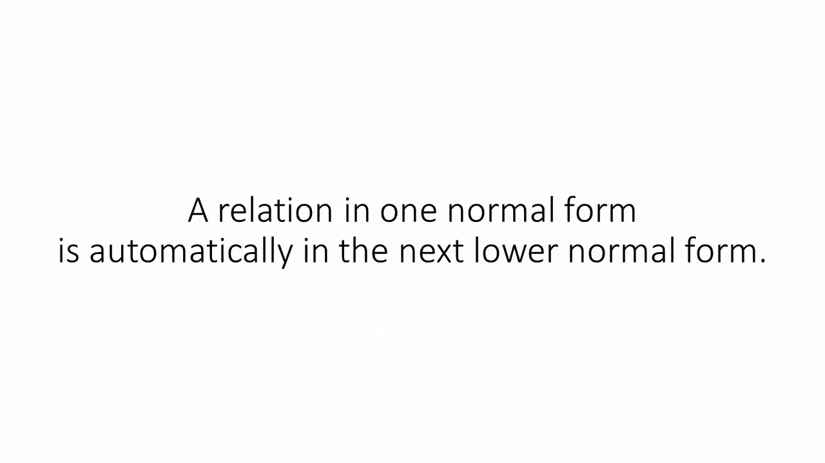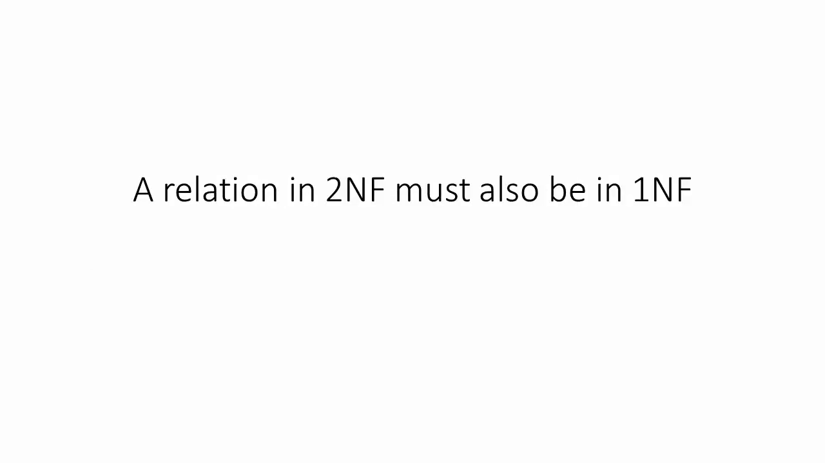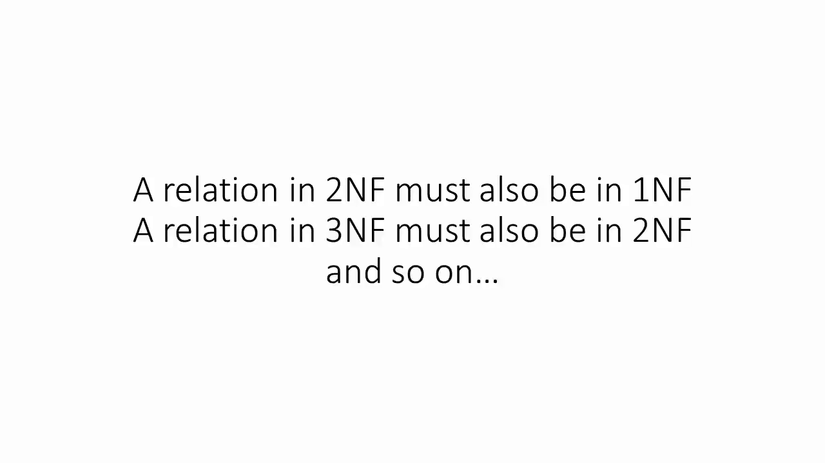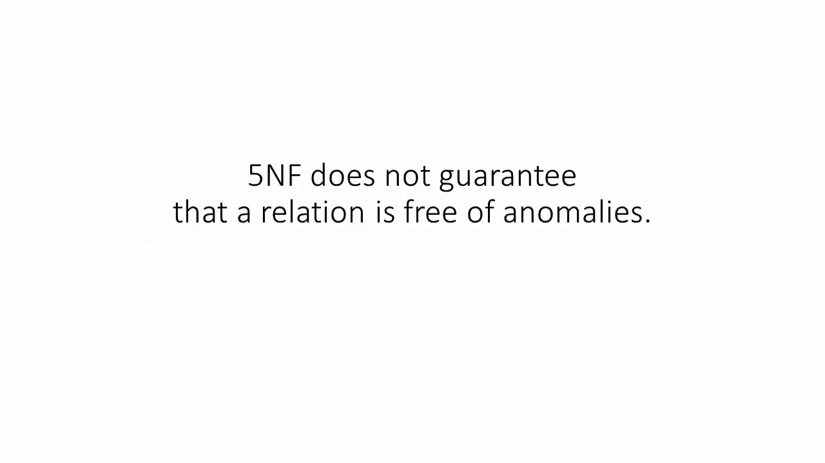Any relation in one normal form is automatically in the next lower normal form. So any relation in 2NF is automatically in 1NF. Any relation in 3NF is automatically in 2NF, and so on. Fifth normal form is sufficient to protect a relation from any source of anomalies that we can think of.